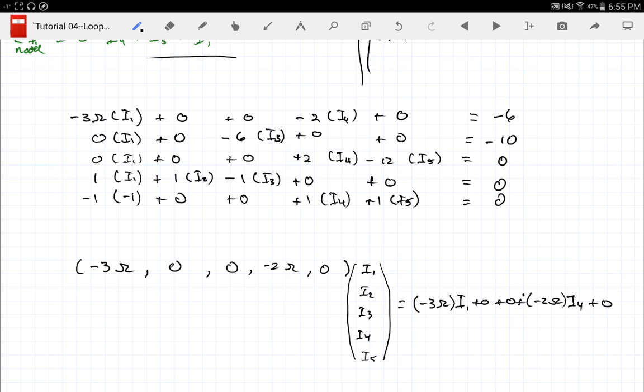Now if I want to make the second equation, I could just put another column vector here. And for the second equation, it would be 0, comma, 0, comma, minus 6 ohms, comma, 0, comma, 0. And now, if I multiply these, I'll get 2 different equations. The second equation would be 0 plus 0 minus 6 ohms. Well, let's put a plus parenthesis.